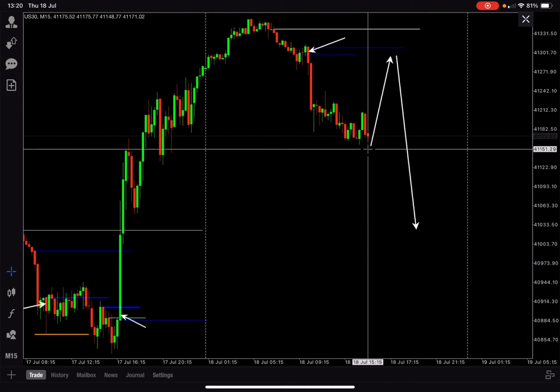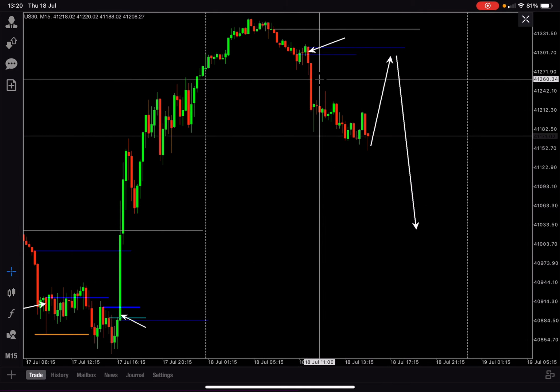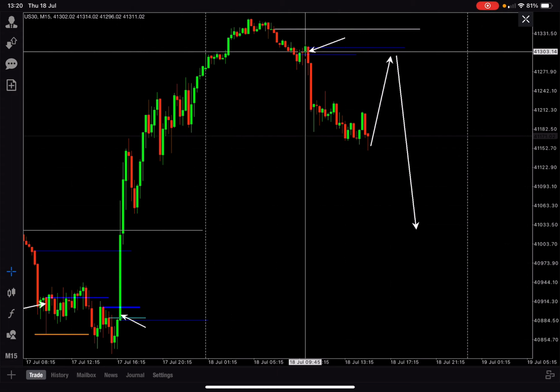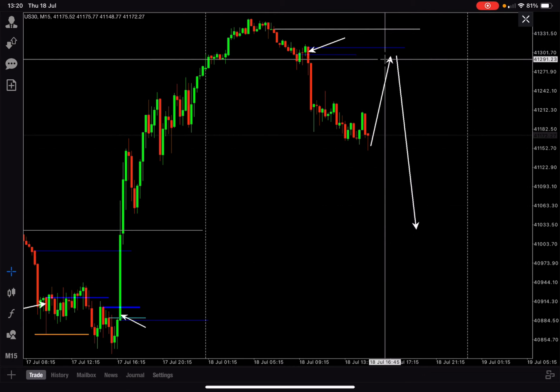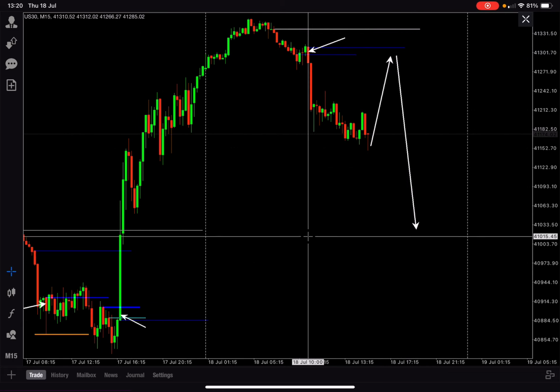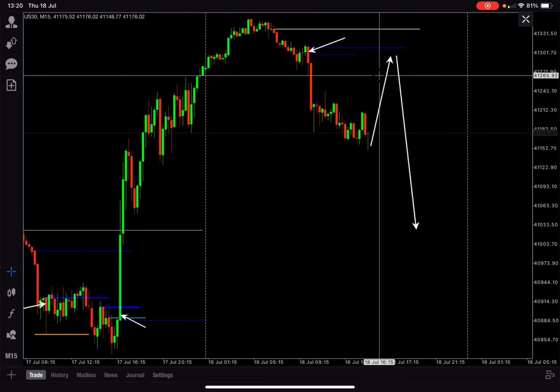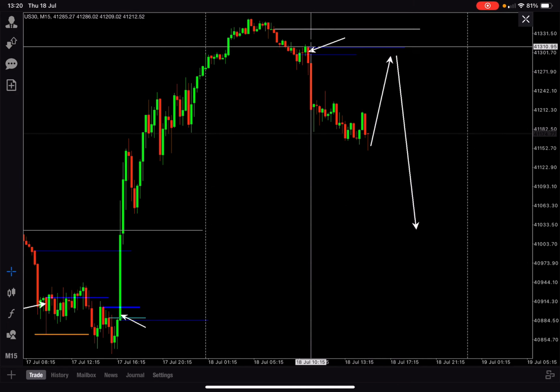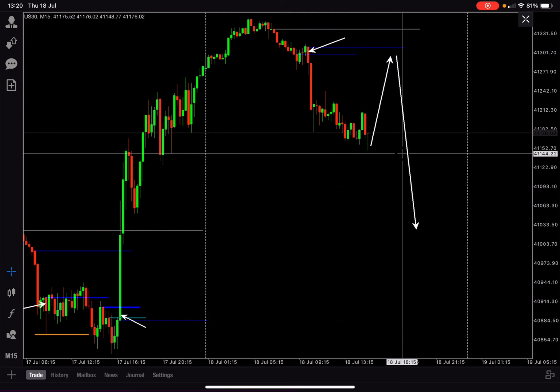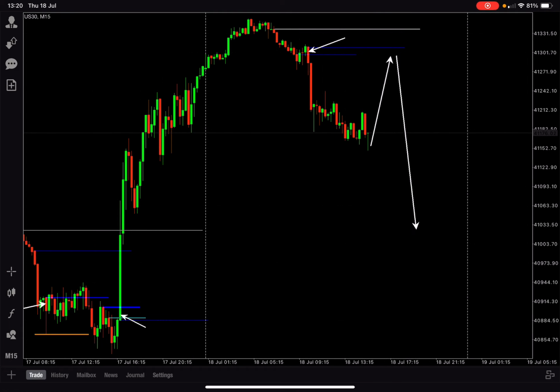So this is one scenario today. Push up, fill in this imbalance here, retest the London opening, which is here where the arrow is, and then the New York traders will start selling too. That will mean they've now changed their buys for sells up here, as well as the London traders too. So that's one scenario for today.